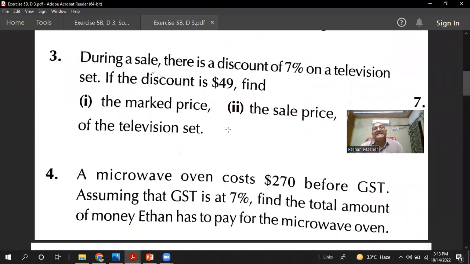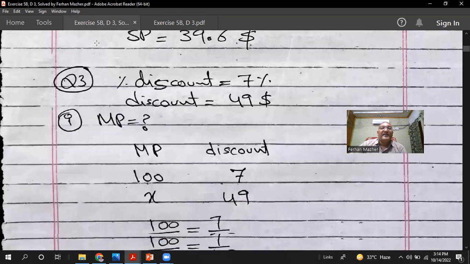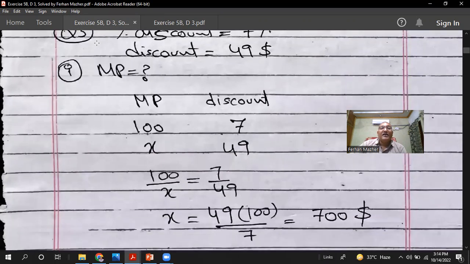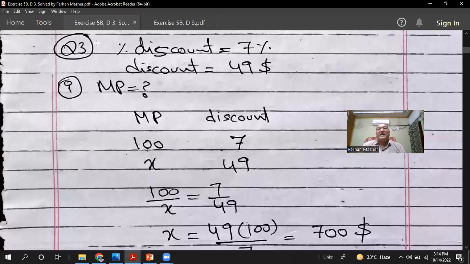He says, during a sale, there is a discount of 7% on a television set. If the discount is $49, find the mark price. Okay, so I'm going to use a different technique here, a very famous technique. We will use the method of ratios and proportions. Percentage discount is 7%. Actual discount is $49. The question is what is the mark price?